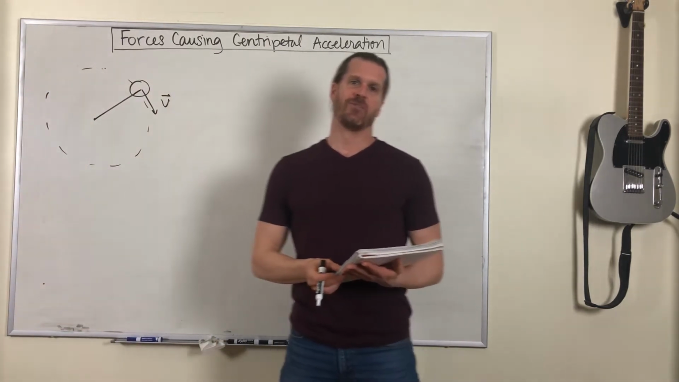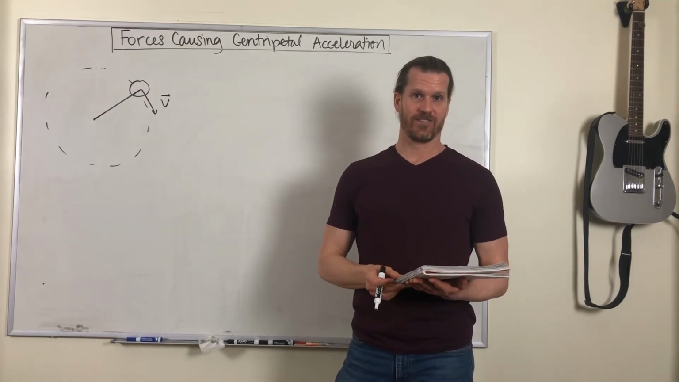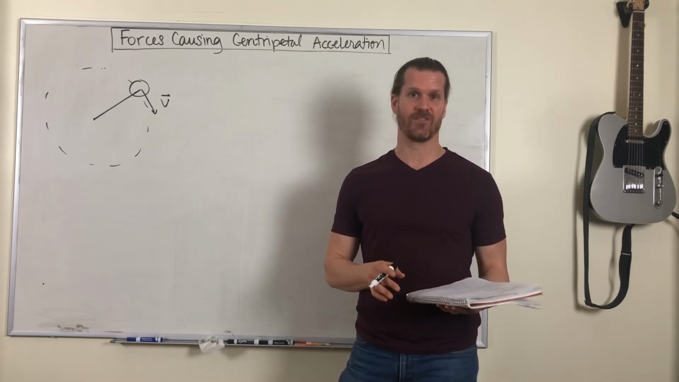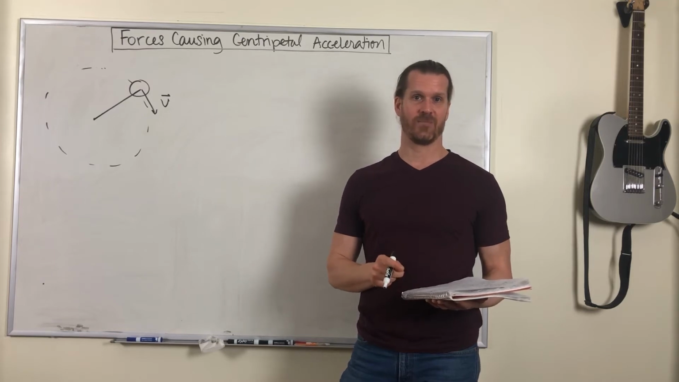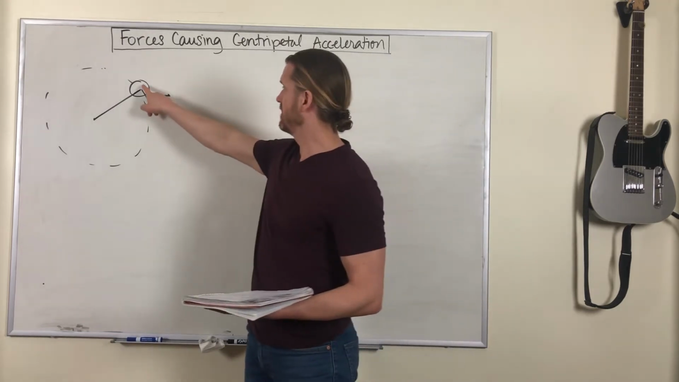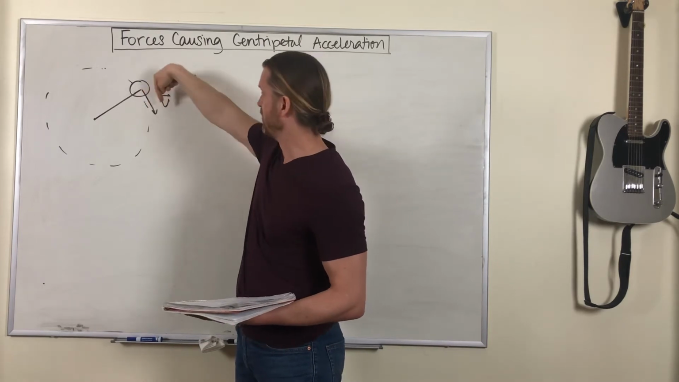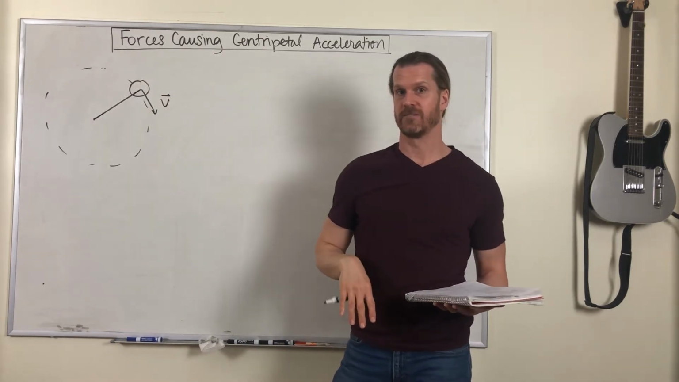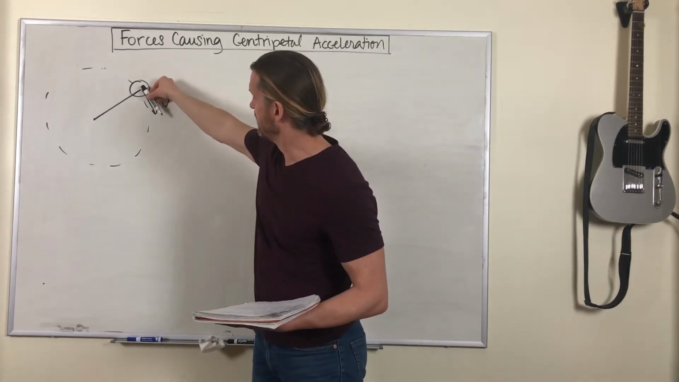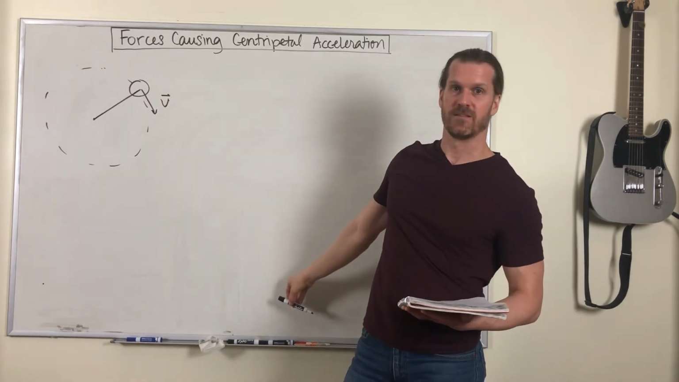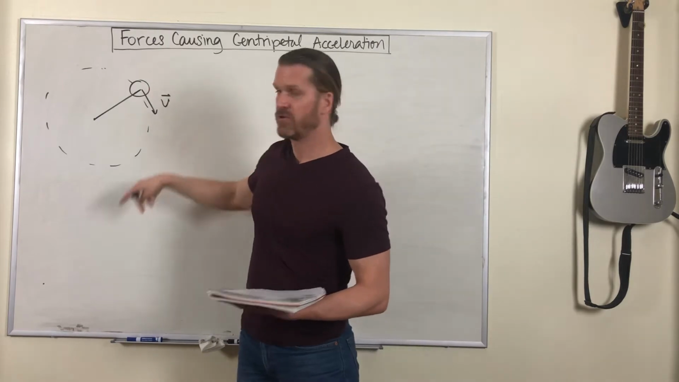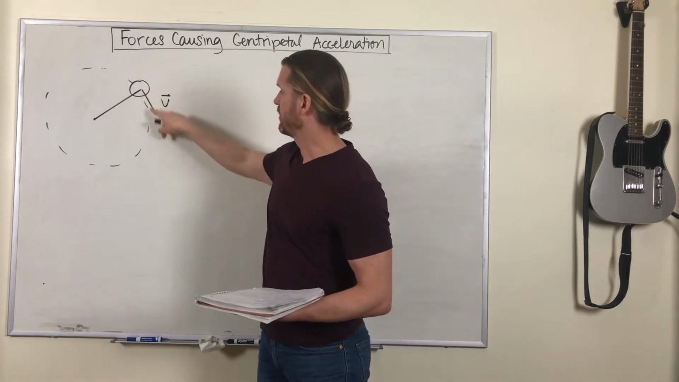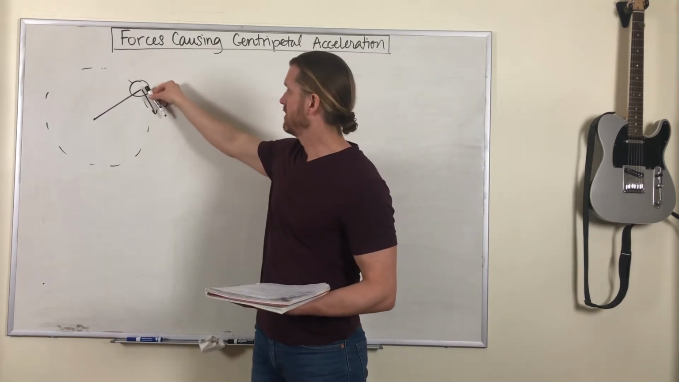Now think back to our study of Newton's laws, and remember Newton's first law that says that objects in motion continue at constant velocity unless they're acted on by an external force. So if this ball is moving with this velocity vector v, and there were no forces on it, it would continue moving in a straight line at constant speed. If you want to make it move in a circle, you need to apply a force.